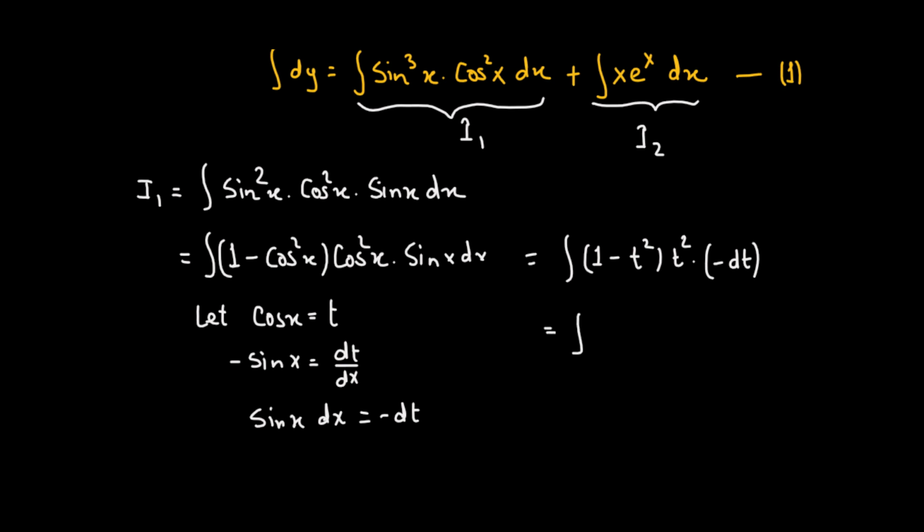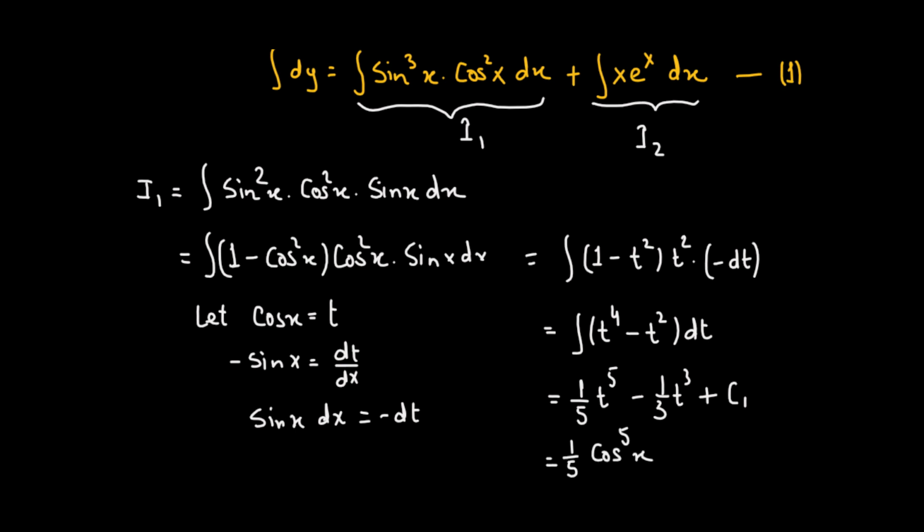Rearranging the terms, we have the integral of t raised to the power of 4 minus t squared dt. Using the power rule, we get 1 over 5 times t raised to the power of 5, minus 1 over 3 times t raised to the power of 3, plus the constant of integration c1. Substituting the value of t with cosine of x, we have 1/5 of cosine of x whole raised to the power of 5 minus 1/3 of cosine of x whole raised to the power of 3 plus c1.